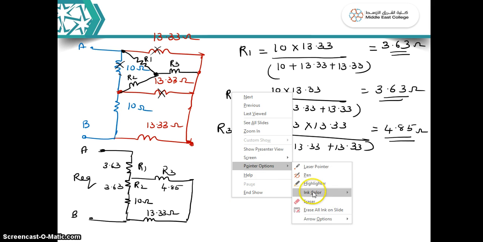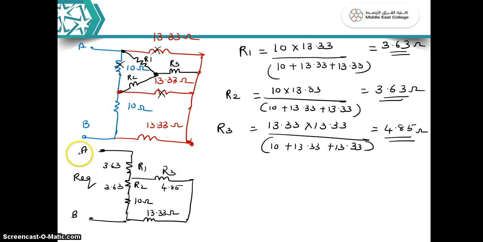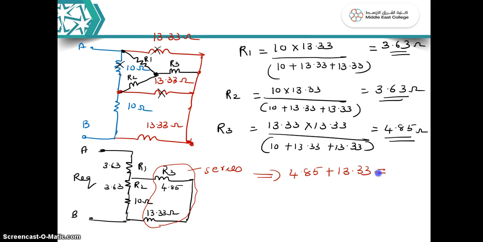So if you are taking the series combination of these two, that is 4.85 plus 13.33. So the answer is 18.18 ohm. Now if you look at R2 and this 10 ohm, both are again connected in series. See, these two also are connected in series.